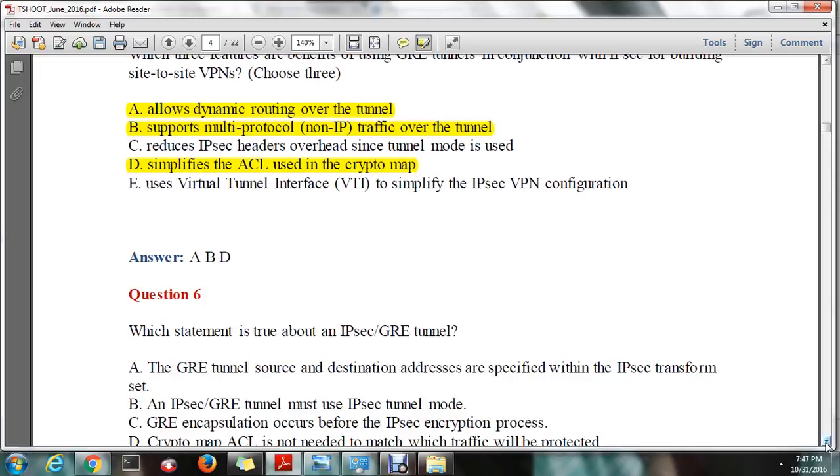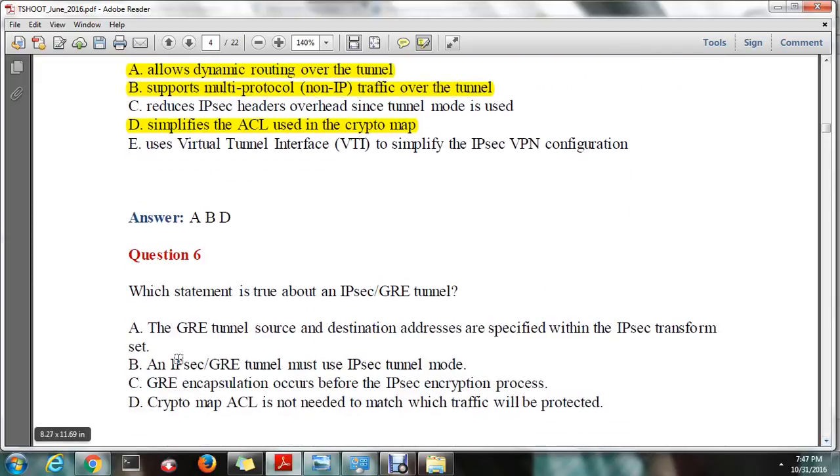Question number 6. Which statement is true about an IPsec tunnel? IPsec and GRE tunnel, right? GRE tunnel source and destination are specified within the IPsec transform? No, you need to specify the source address and destination address under the interfaces, the tunnel interfaces.